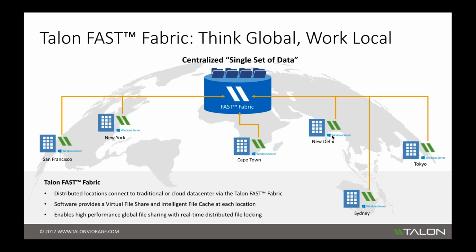The software provides a virtual file share and intelligent file cache at each location. Every branch office has its own unique active data set, its own unique cache, and supplies the data that is relevant to the users in that specific office. As a result, it enables high-performance global file sharing with real-time distributed file locking.